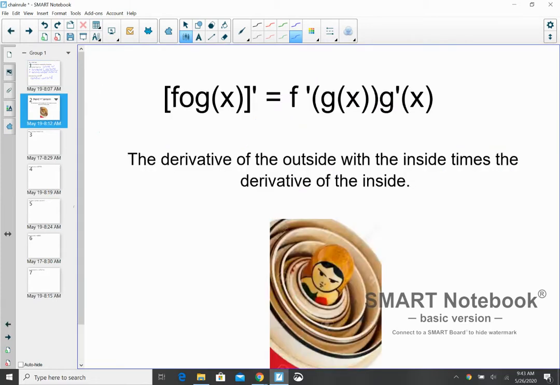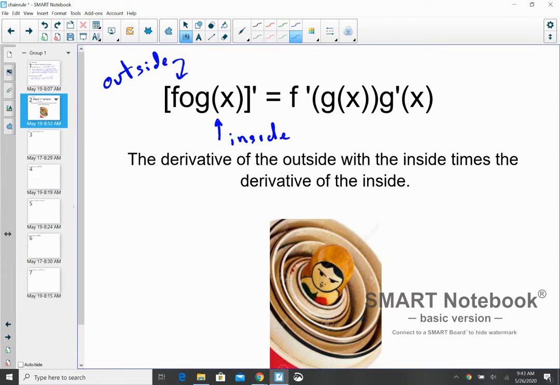Well, here's the chain rule. You've got to think of it like a composition of functions. You've got an inside and you've got an outside. Now, if you remember how f of g of x is written, g is the inside piece, and the f is the outside. So it's f prime with g still inside of it times g prime. The derivative of the outside with the inside times the derivative of the inside.